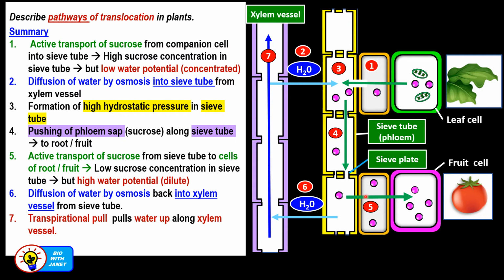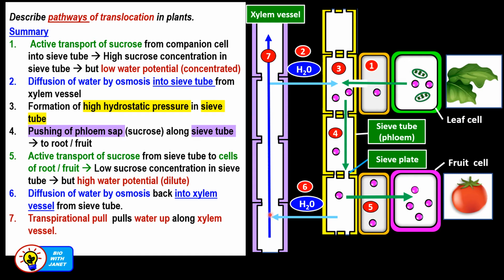Number 5, when the sucrose or the phloem sap has reached the fruits or the roots, there will be active transport of sucrose from the sieve tube to the cells of the root or fruit and other plant parts. Thus, the sieve tube will have less sucrose in it. So there's low sucrose concentration in the sieve tube, but high water potential. That means it's like a dilute phloem sap. Thus, there's diffusion of water by osmosis from the sieve tube back into the xylem vessel that has lower water potential.